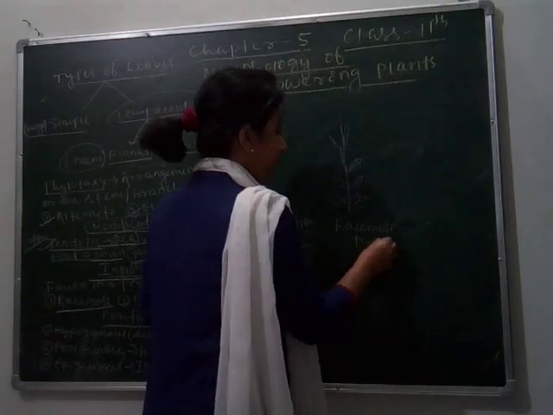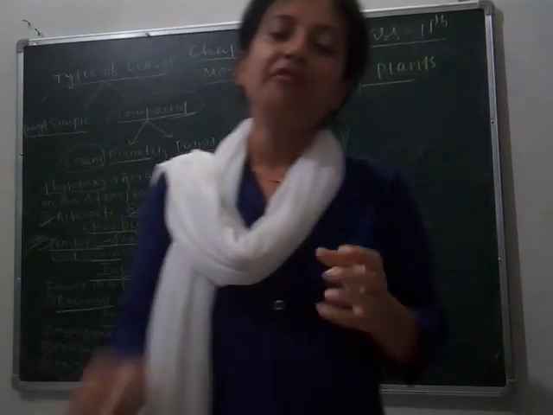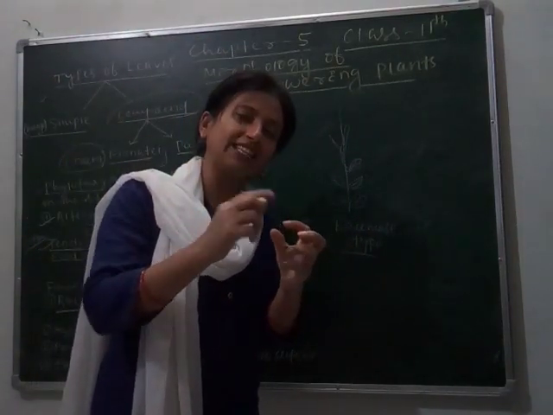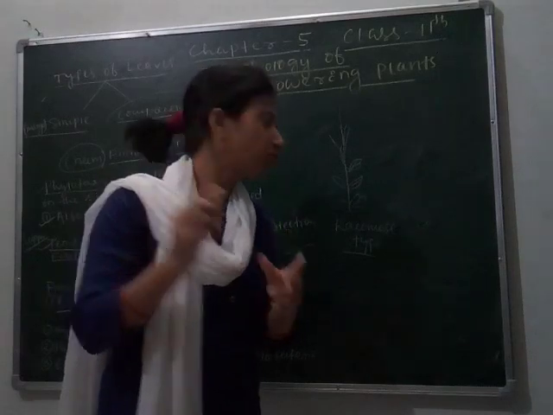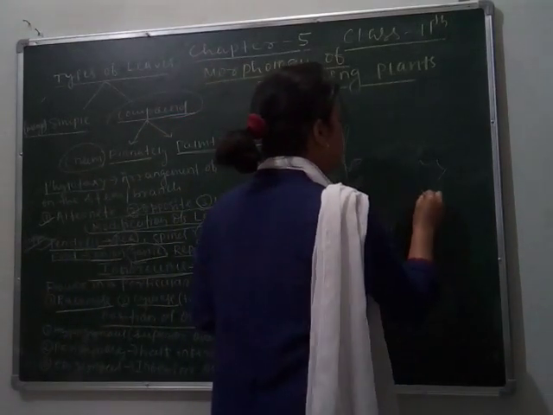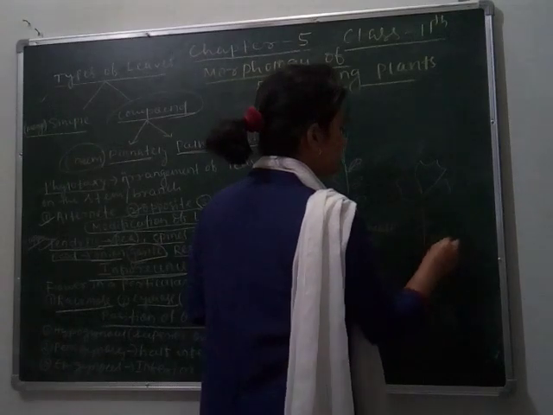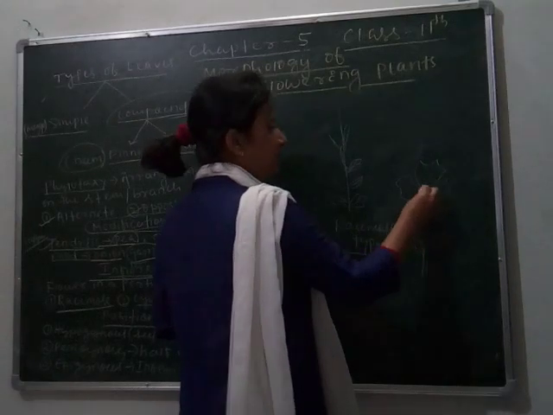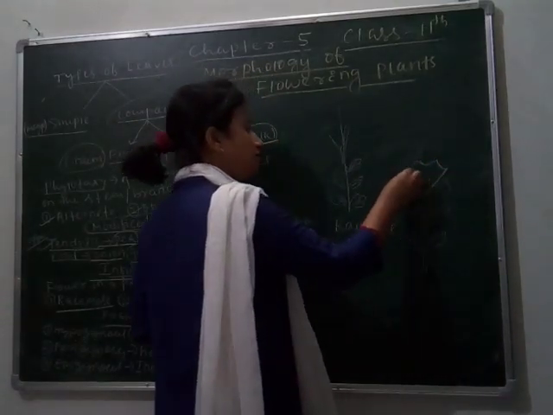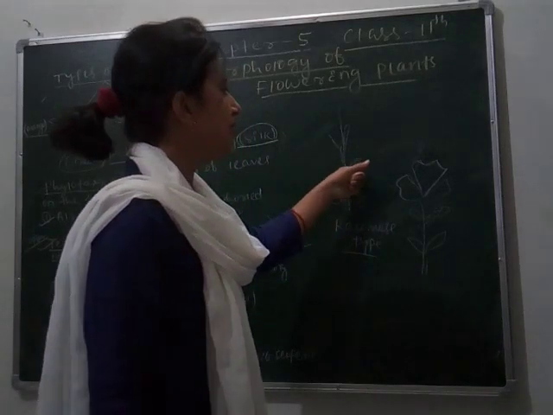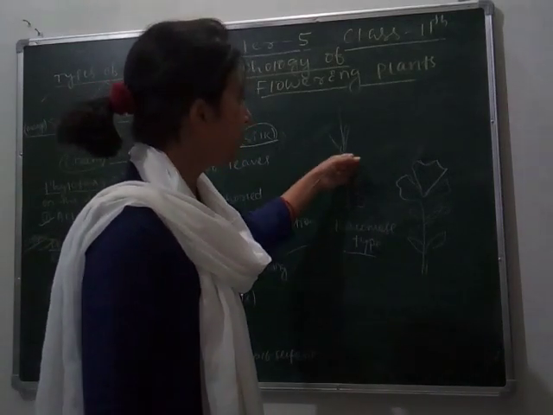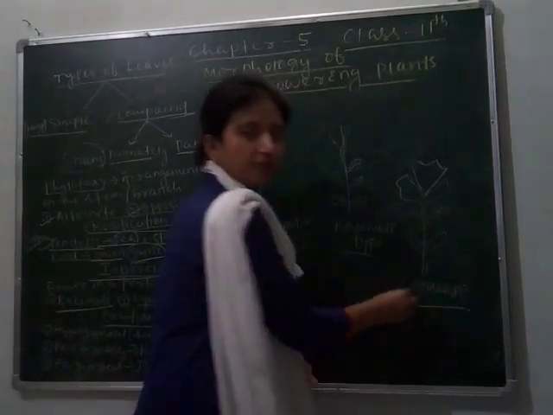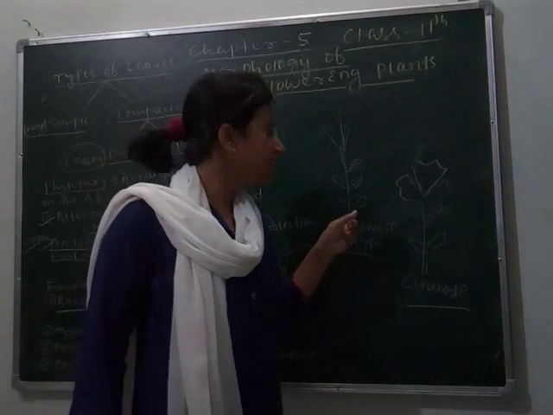But in the case of cymose type, when flowers arise from the floral axis, the floral axis terminates, meaning no further growth occurs. So this type of growth means the flower is at the end position of that floral axis. But here the flower comes in the middle or between the leaves. So this type of arrangement is called cymose. This is cymose and this is racemose.